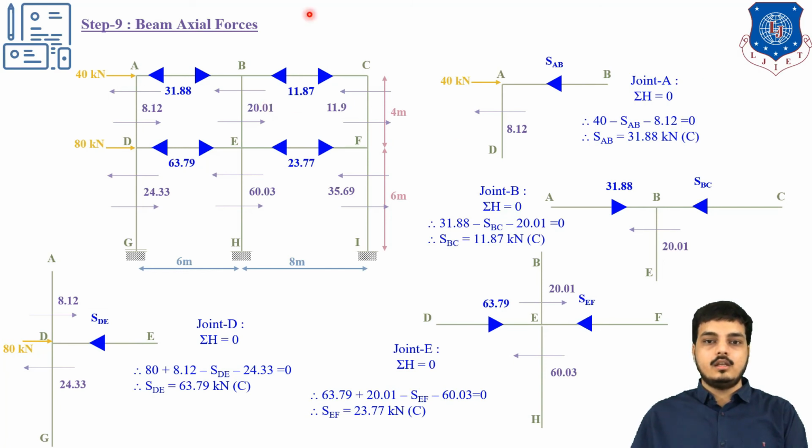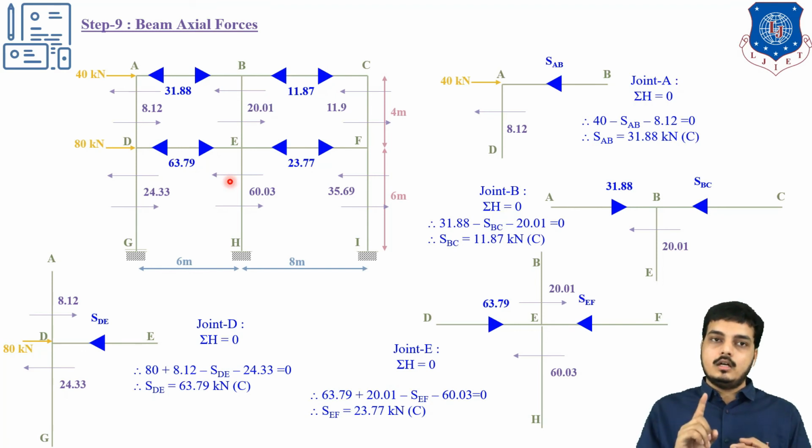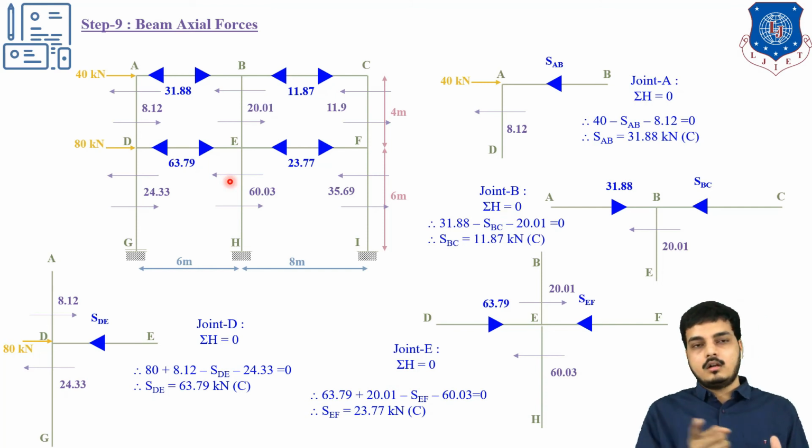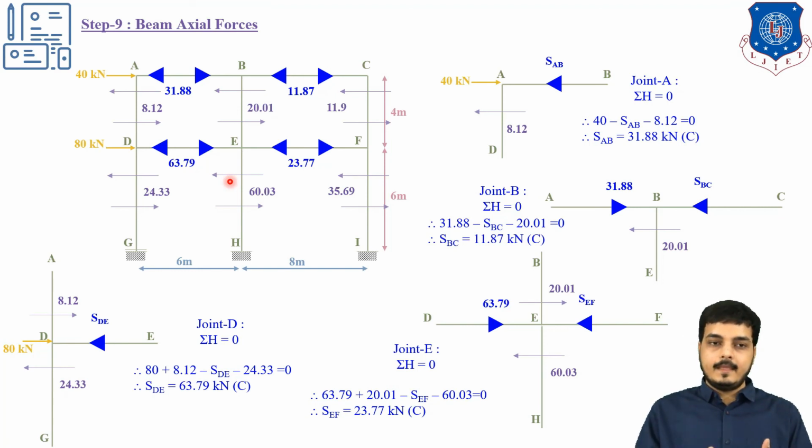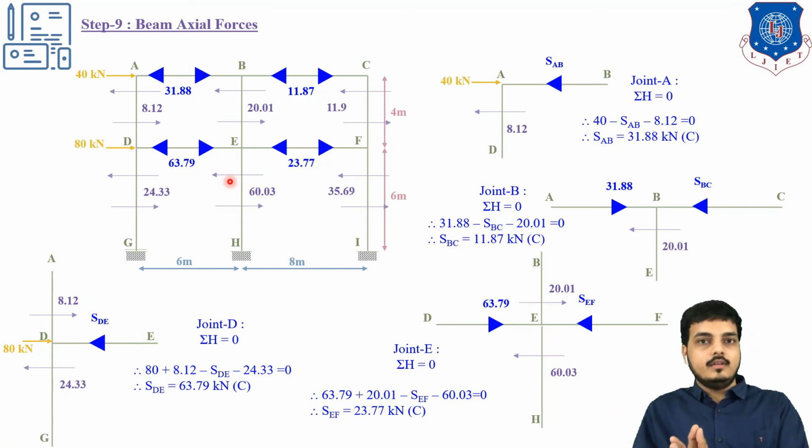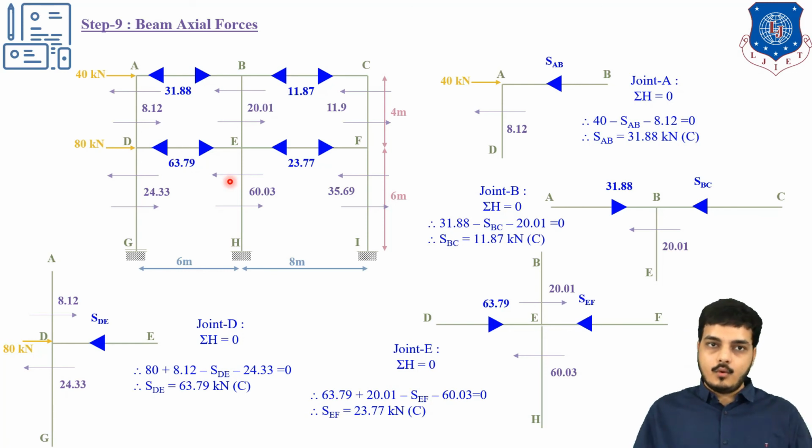We have found out the axial forces in the beam. So first we found out the axial force in the column. With the help of axial force in column, we found out beam shear. Then beam shear helped in finding out beam moment. With the help of beam moment, we found out column moment. With the help of column moment, we found out column shear. And with the help of column shear, we found out beam axial. So these are my linked steps which help to find out all the forces.